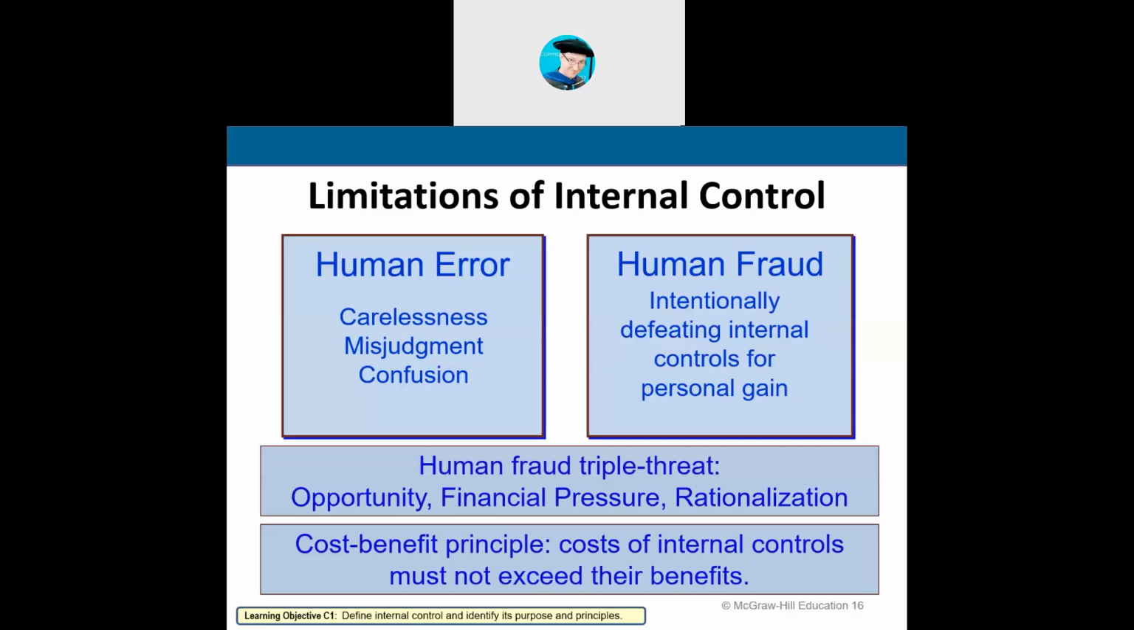Cost benefit. Cost benefit means the cost of internal controls must not exceed their benefits. In other words, if I install a very fancy system with security cameras and beepers and tags and all of that stuff, the total cost of implementing that great technology should never exceed the benefit of using the technology.